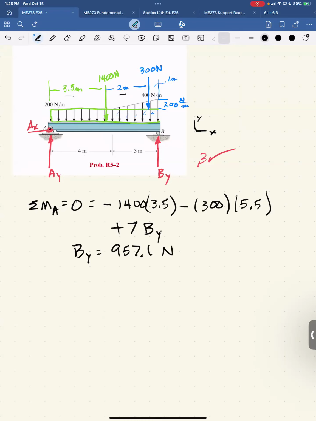Now I can just sum forces in the X direction, set that equal to 0. There's only one, the pin reaction at A. So AX is 0, and then sum forces in Y. Set that equal to 0. So I have minus 1,400, minus 300, plus BY, which is 957.1, plus AY. So AY is 743.